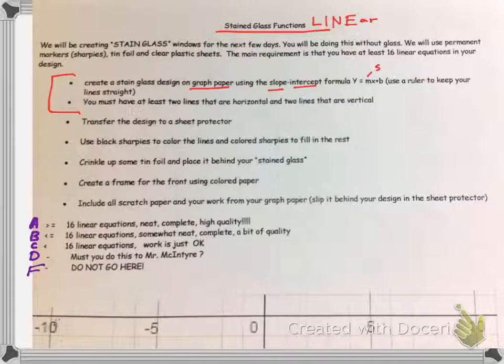M is the slope. B is where you begin. And I think we know that. We've said it about 20 million gazillion times.